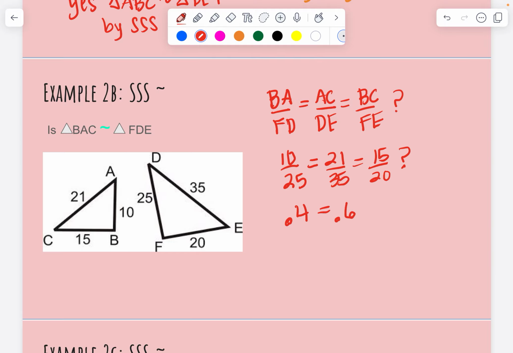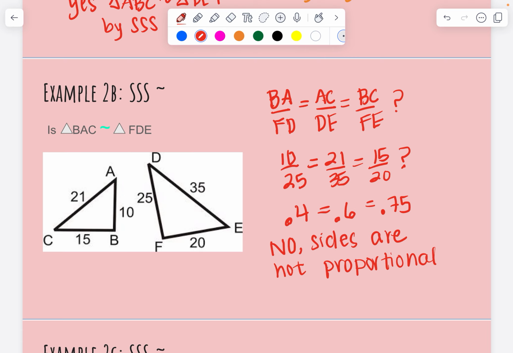At this point, I can stop because those are not the same. If they're not the same, then these are not going to be similar triangles. The last one, though, is equal to 0.75. So this is no, because the sides are not proportional. Saying no would be fine. I'm just letting you know why. We just proved that these triangles are not similar by showing that these sides were not proportional.